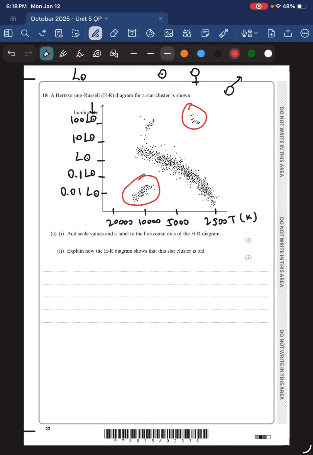Over here, we also have lots of white dwarfs. How do we know it's white dwarfs? Very high surface temperature, very low luminosity. Also over here, you see this area is empty. What's that area? That's the area of stars with really high temperature and very high luminosity. So these are blue giant stars.